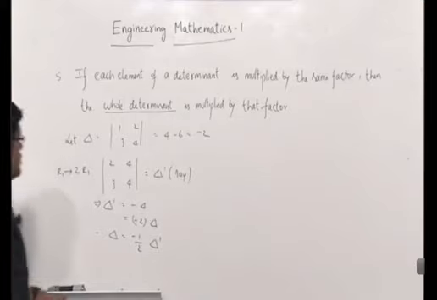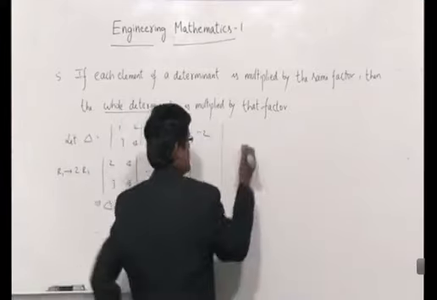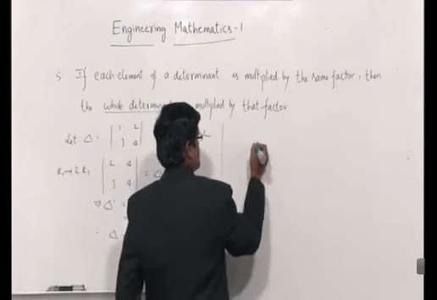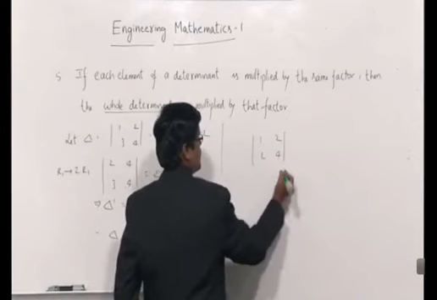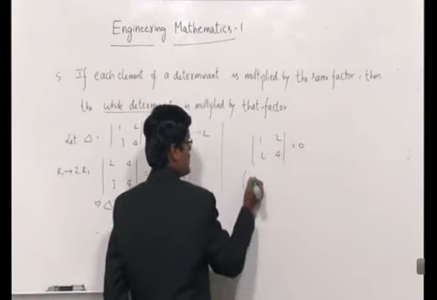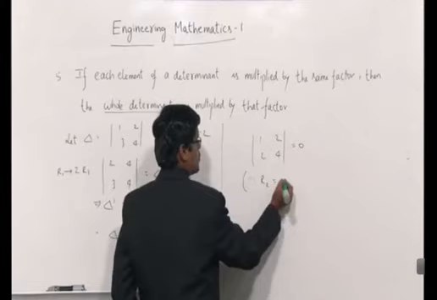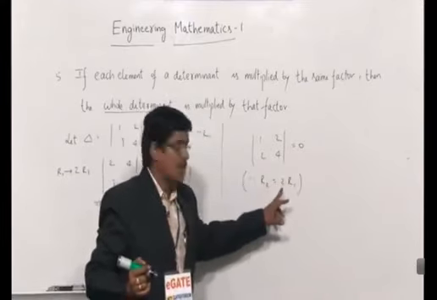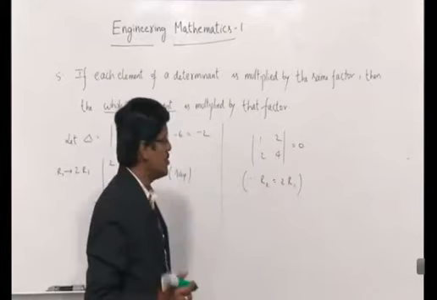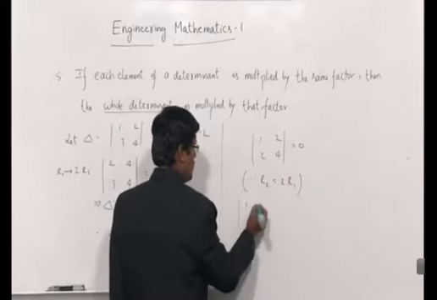Okay. Now see another example. Determinant 1, 2, 2, 4. What is this answer? 0. Why? Since R2 is equal to 2 into R1. What I gave: Ri is equal to K into Rj, Ci is equal to K into Cj. Like that.